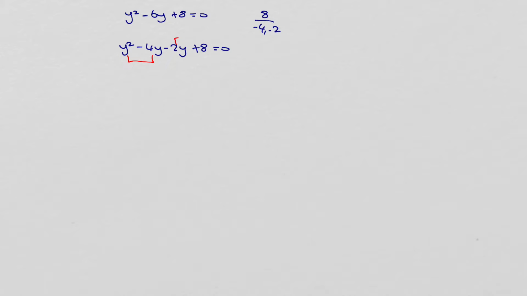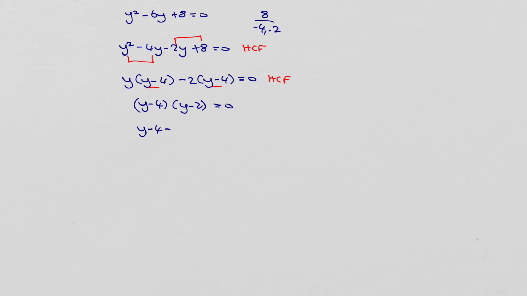Taking out the first two and the second two and grouping them and taking out the highest common factor. Well, y is common, leaving me with y minus 4. Minus 2 is common, leaving me with y minus 4. And now again, I can see these two brackets are the same. So again, if I take out the highest common factor, I have y minus 4 times y minus 2 equals 0. So if I let both those factors equal 0, well, that allows me to solve for y. So I get two values, y equals 4 and y equals 2.